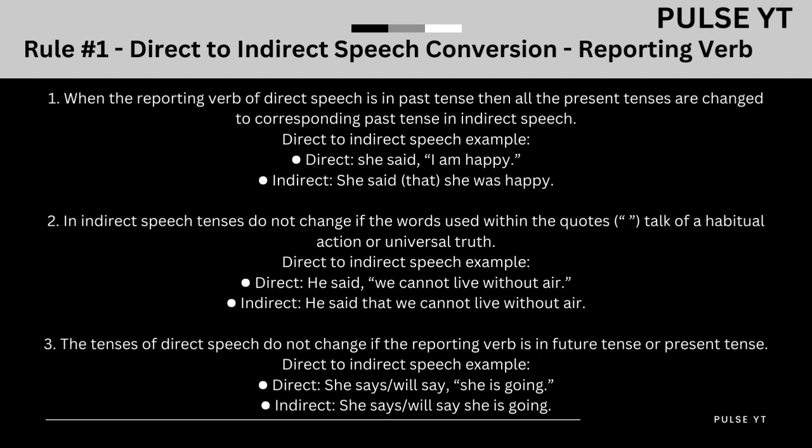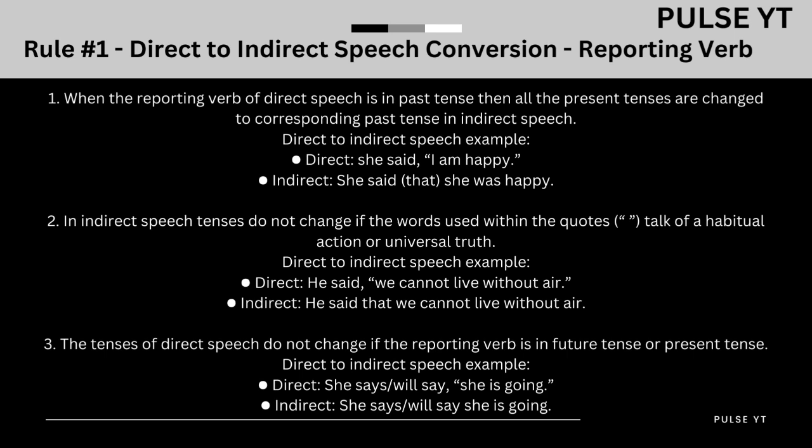2. In indirect speech, tenses do not change if the words used within the quotes talk of a habitual action or universal truth. Direct to indirect speech example. Direct: He said, "We cannot live without air." Indirect: He said that we cannot live without air. 3. The tenses of direct speech do not change if the reporting verb is in future tense or present tense. Direct to indirect speech example. Direct: She says/will say, "I am going." Indirect: She says/will say she is going.